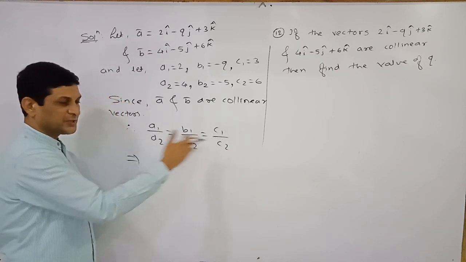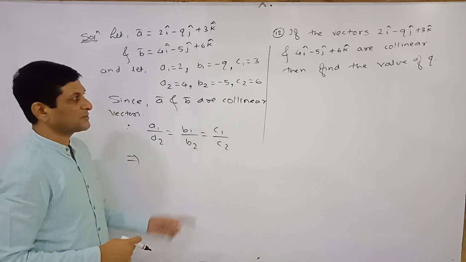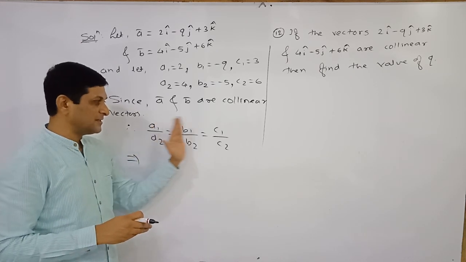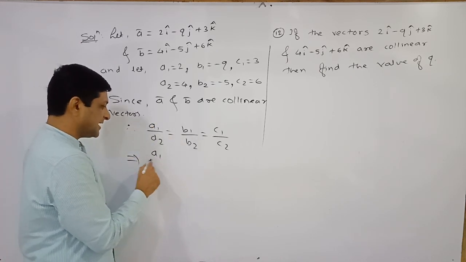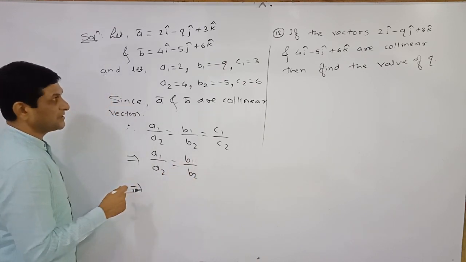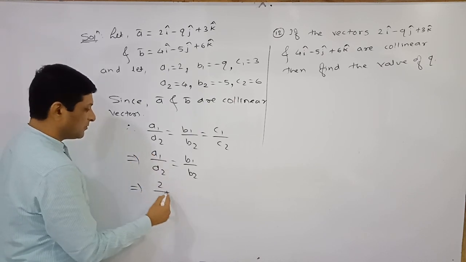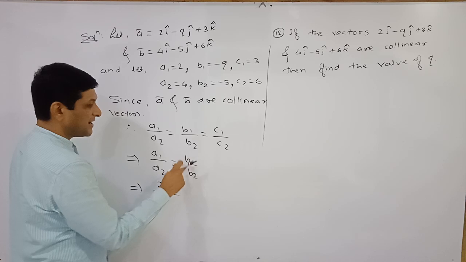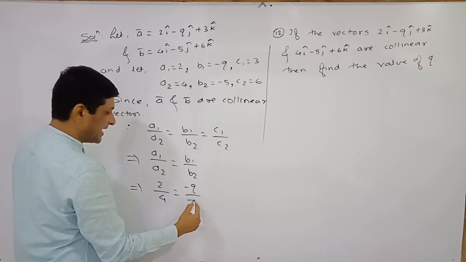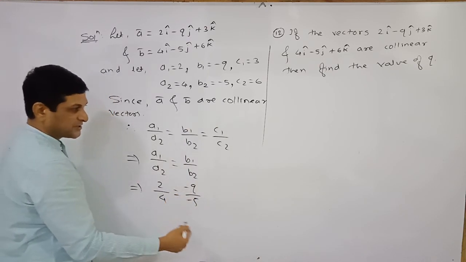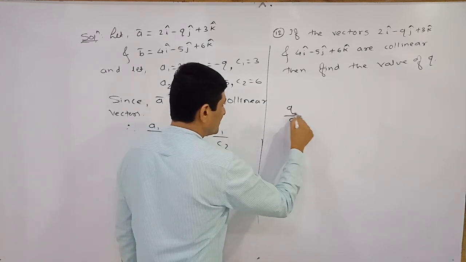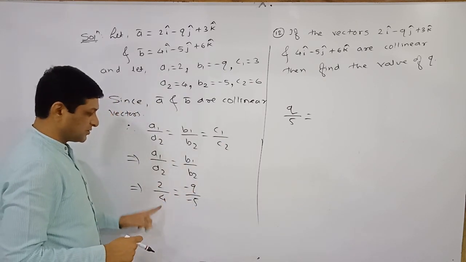So this implies that if these three ratios are equal, the first two ratios are also equal, because we have to find only one unknown value q, which can be found just by considering that these two ratios are equal. So a1 upon a2 is equal to b1 upon b2. Now we substitute the values. What is the value of a1? 2. What is the value of a2? 4. What is the value of b1? Minus q. And what is the value of b2? Minus 5. Here minus and minus get cancelled. So we get q upon 5 equals 2 by 4.